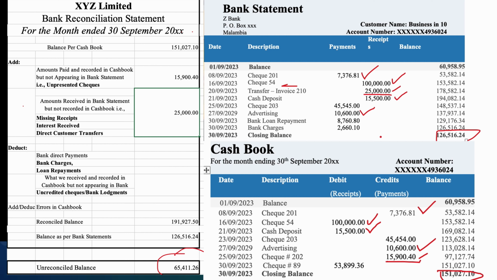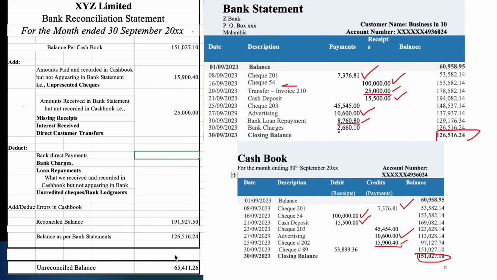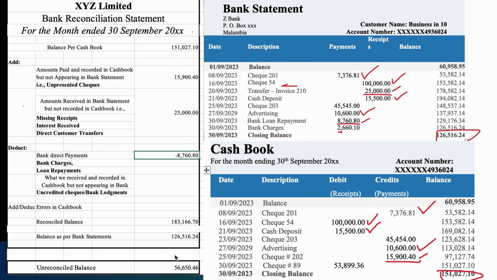Let us look at what was directly paid from our bank and it was not recorded in our cash book. So you see that on 30th we have a loan repayment amounting to 8,760.8. Then we have to deduct that, and then we have bank charges on 30th amounting to 2,660.1. Also, we have to deduct that. Now let us look at what we received but not recorded in the bank statement.